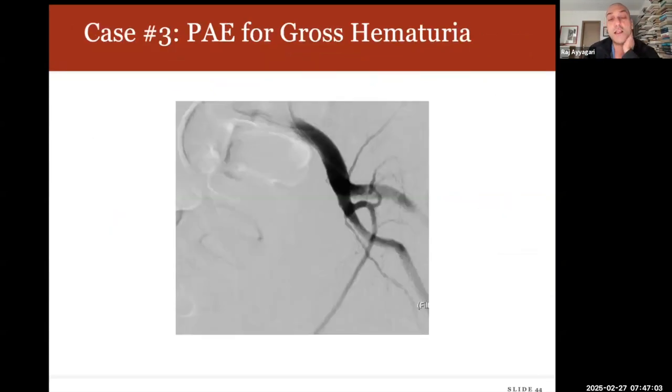So then this was a case, a guy with severe gross hematuria. So this is the third major indication, and I see we're running out of time, so I'll just go through this very quickly.